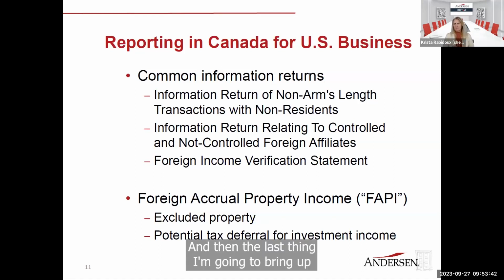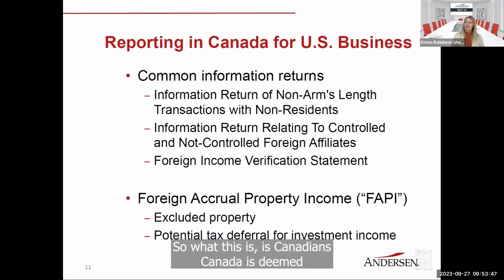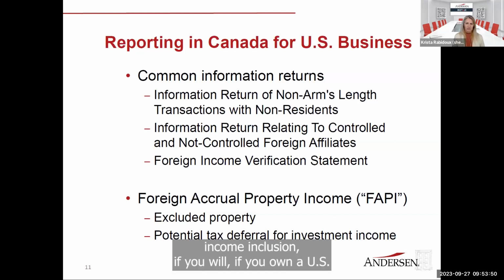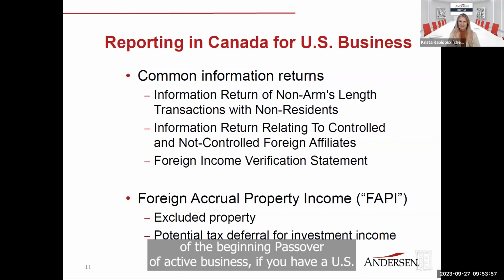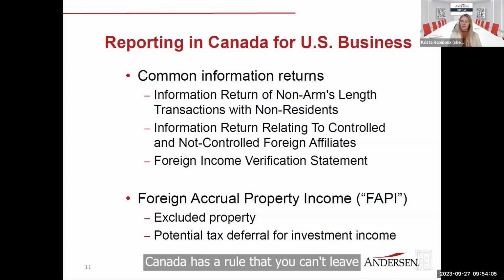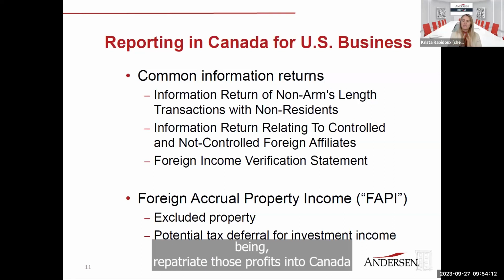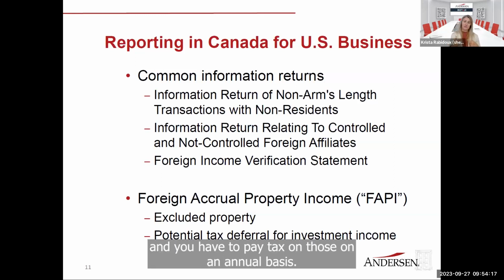And then the last thing I'm going to bring up is the foreign accrual property income. This is Canada's deemed income inclusion, if you will. If you own a US entity, and going all the way back to our presentation at the beginning, passive versus active business, if you have a US entity whose main source of business is actually passive, Canada has a rule that you can't leave those profits in the United States. You're going to, for lack of a better term, deem repatriate those profits into Canada, and you have to pay tax on those on an annual basis.